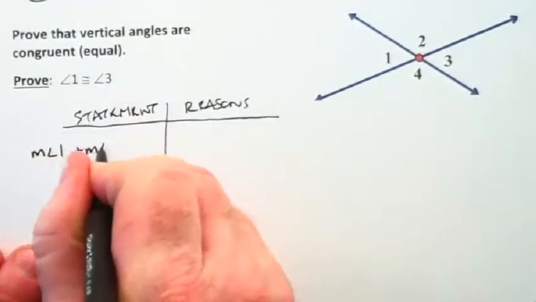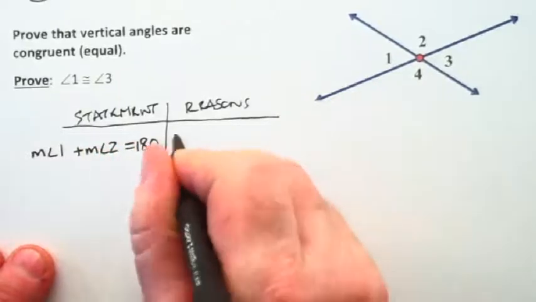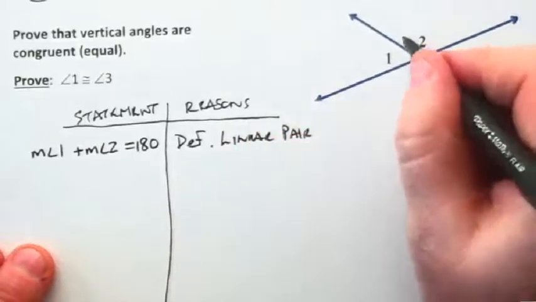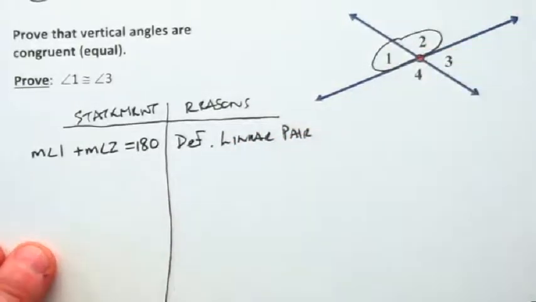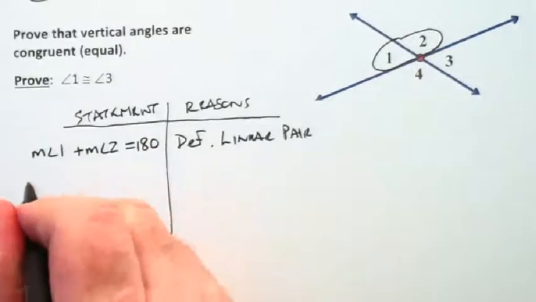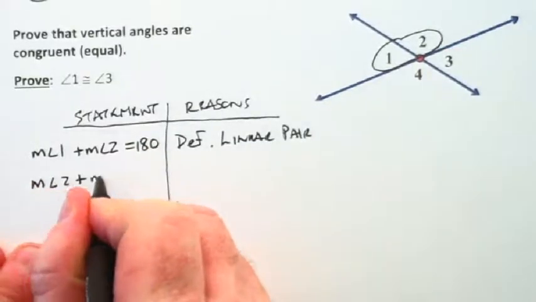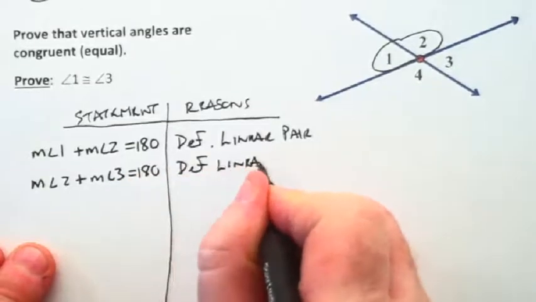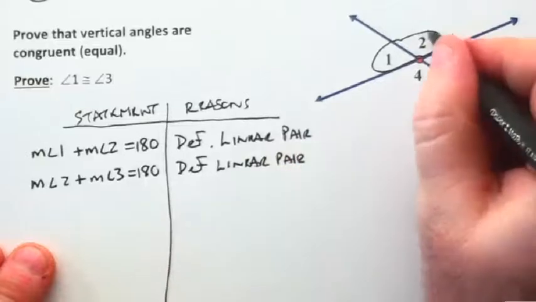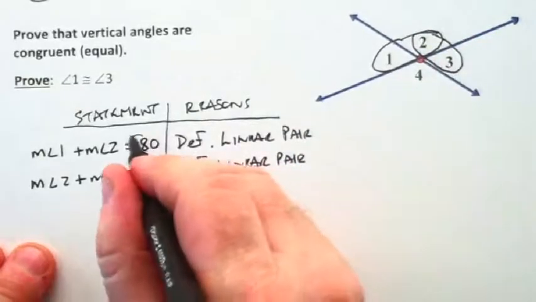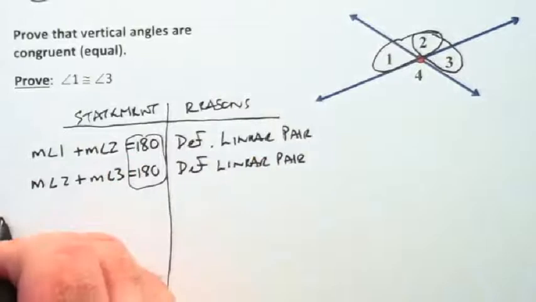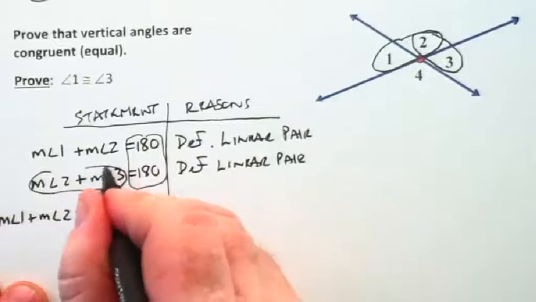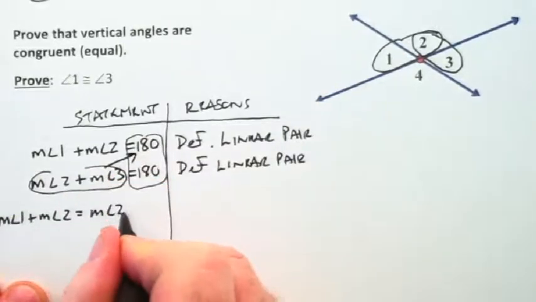They might say, you know what, angles 1 and 2 equal 180. Definition of a linear pair. In other words, a linear pair are adjacent angles that form 180 degrees. It would also be true that angle 2 and angle 3 would equal 180 degrees, also based off the definition of a linear pair. Now notice they both equal 180, and so I can make a substitution and say 1 and 2 now equal, and I can substitute in there 2 and 3.